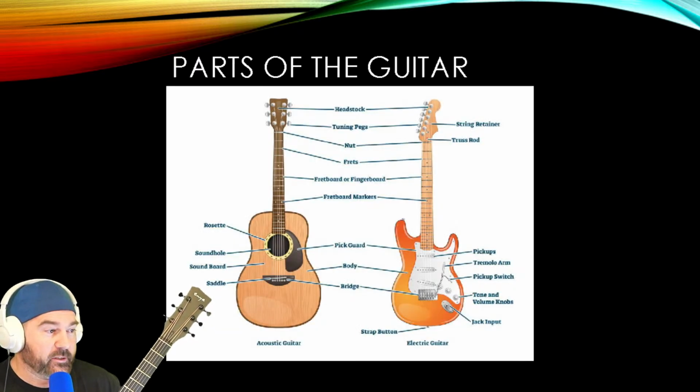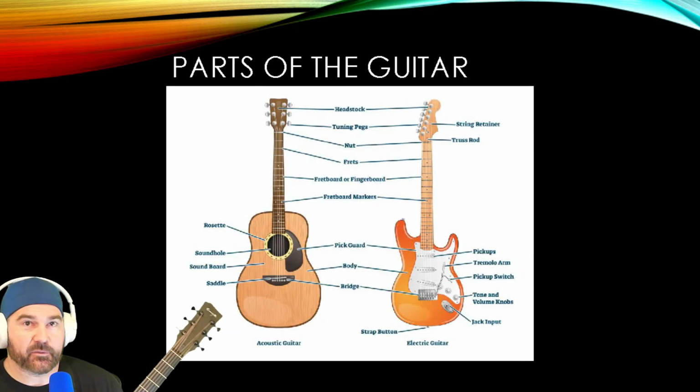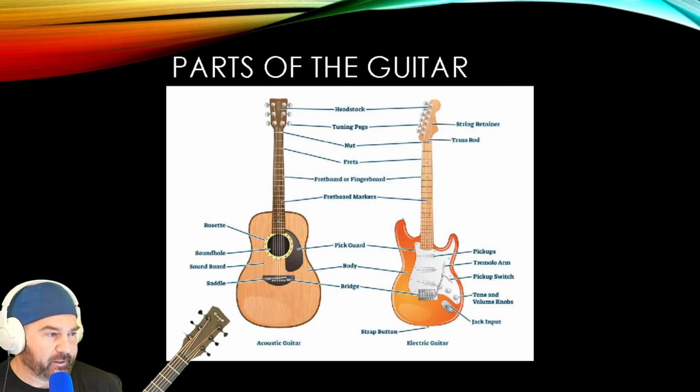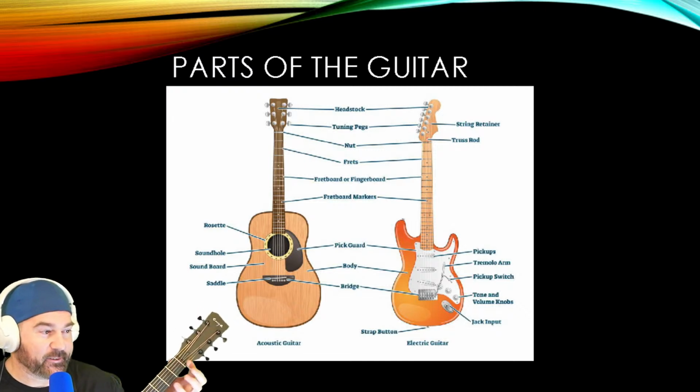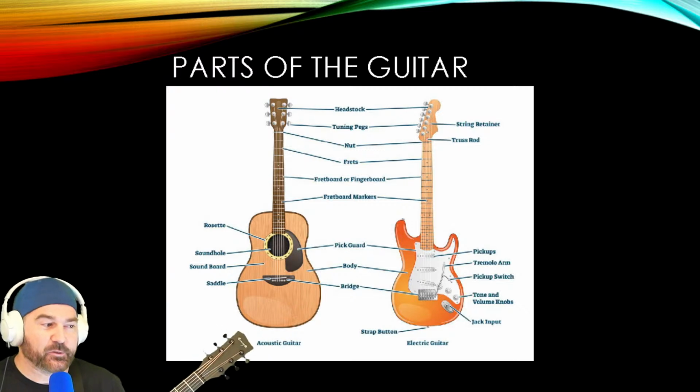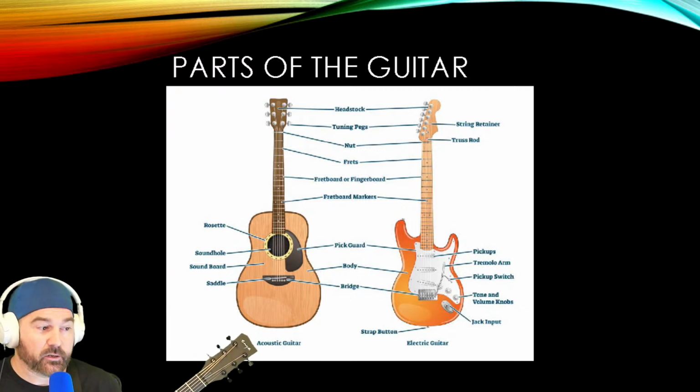All right, parts of the guitar. You've all seen this diagram. It's at the beginning of almost every beginner guitar book. And very quickly, we'll run down the major parts here. We've got the headstock, the neck, the body, the bridge. Those are the parts that are in common with both guitars.